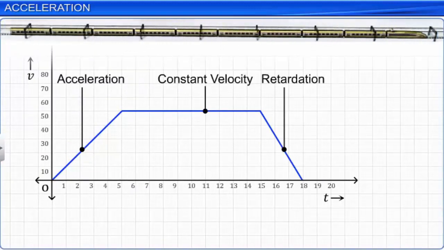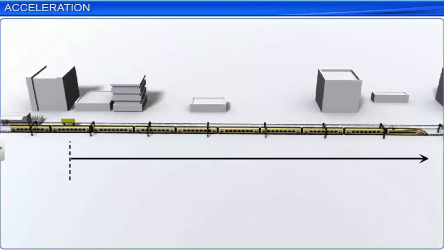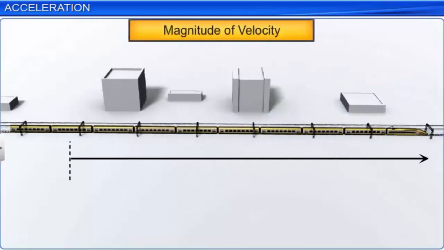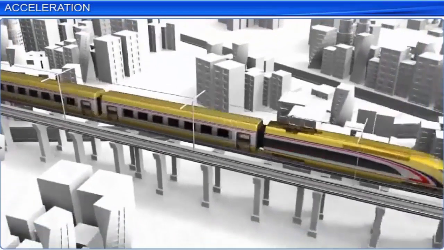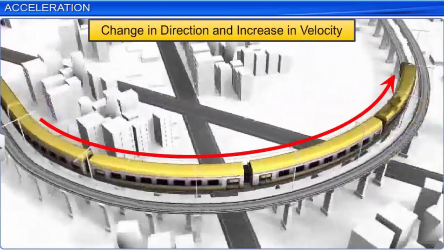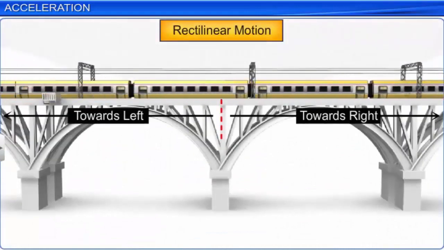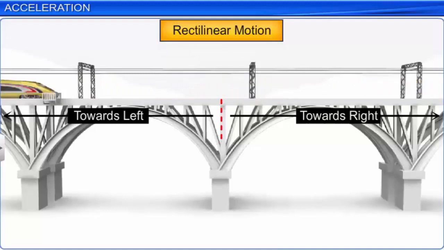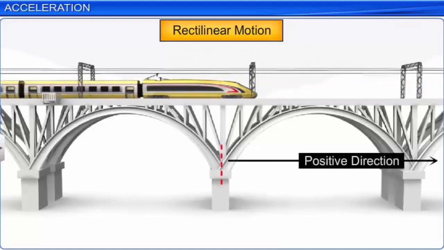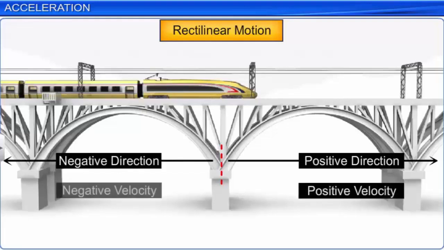The acceleration of a body can change with either a change in the magnitude of its velocity or change in the direction of its velocity, or both. In rectilinear motion, we have only two directions of motion, positive and negative. Therefore, we have two types of velocities, positive and negative. Similarly, we have two types of acceleration, positive and negative.